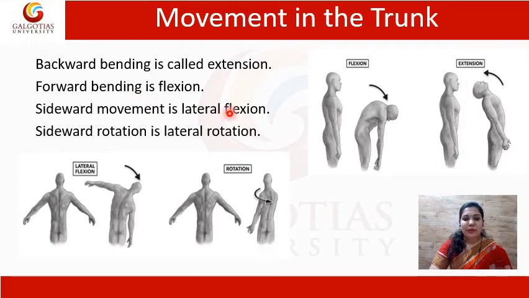Backward bending is called extension. Forward bending is called flexion. Sideways bending is called lateral flexion, and side rotations are called lateral rotation. So these are the movements possible in the trunk.